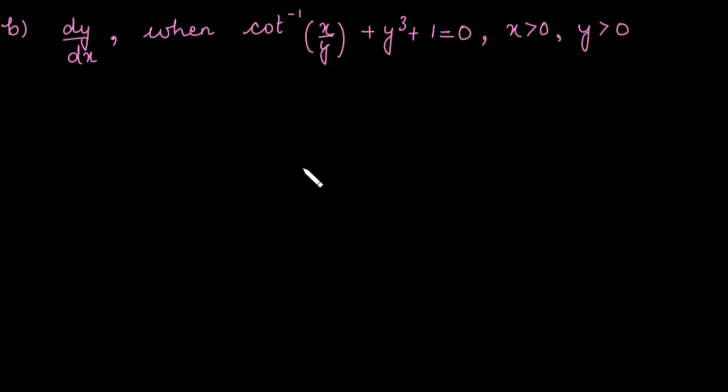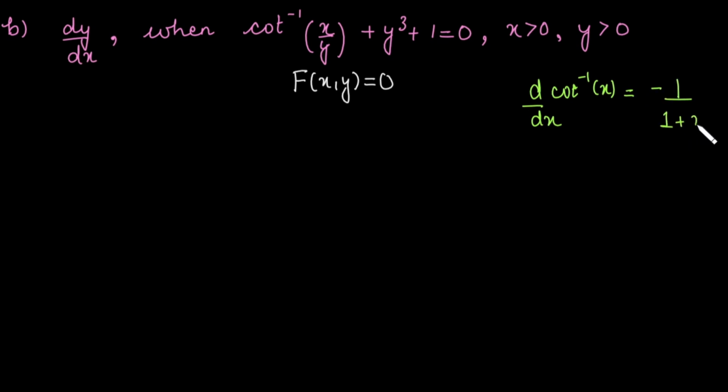Moving towards the next example, we need to find the derivative of y with respect to x where the function is in this form. You can observe that this is already given as a function of x, y equal to 0 as an implicit function. Before that, we need the derivative of cot inverse. What is the derivative of cot inverse x with respect to x? That is equal to negative of 1 by 1 plus x square.